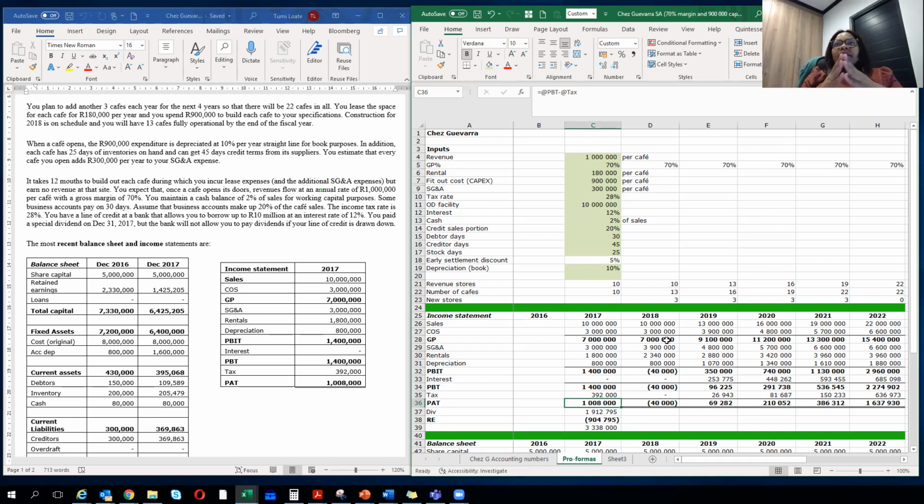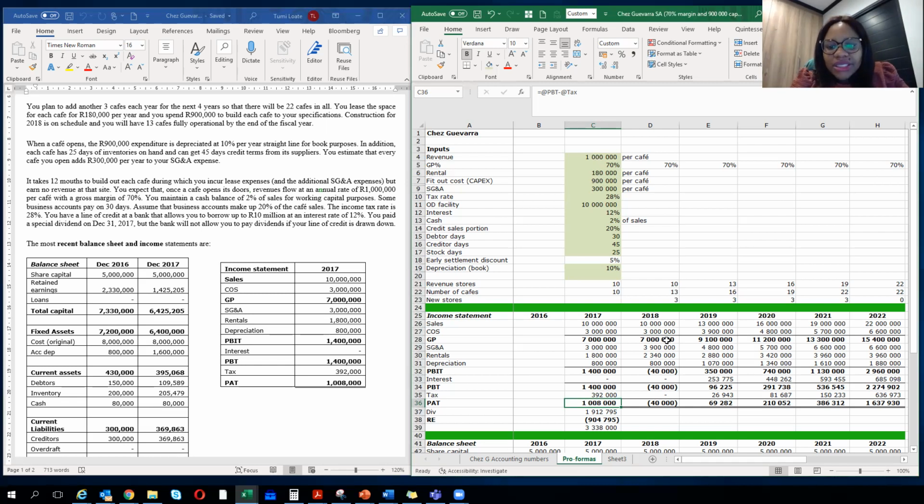Okay, remember what they said in the question, that even though we've added 3 extra stores, these extra stores are not getting revenue that year. You are paying, yes, the rental, because you are constructing those stores during that 2018 period, but the revenue will only start kicking in only in 2019. So you'll notice here for 2018, your income statement, the revenue is still only 10 million, even though we are constructing 3 additional stores during that period.